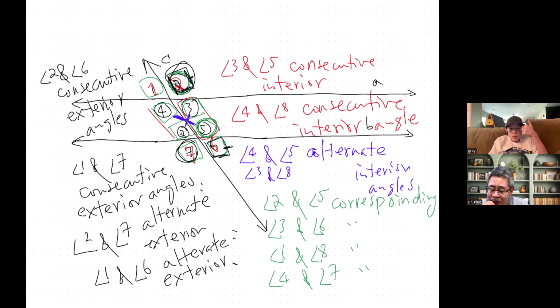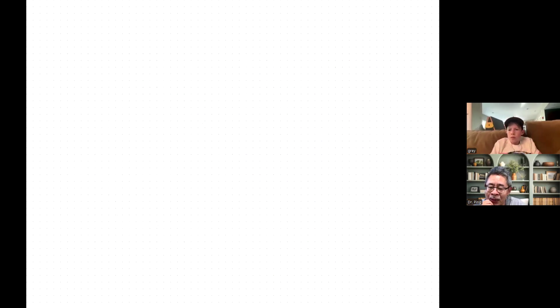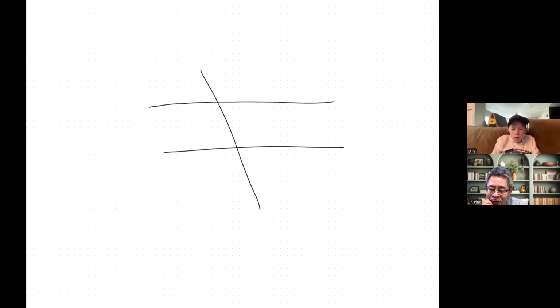All right. So now we're going to look at some properties of those angles. You've got two lines here, and you've got a transversal. This time I'm using letters. This is A, this is B, this is C, this is D, A, B, C, D, E, F, G, H. Okay?